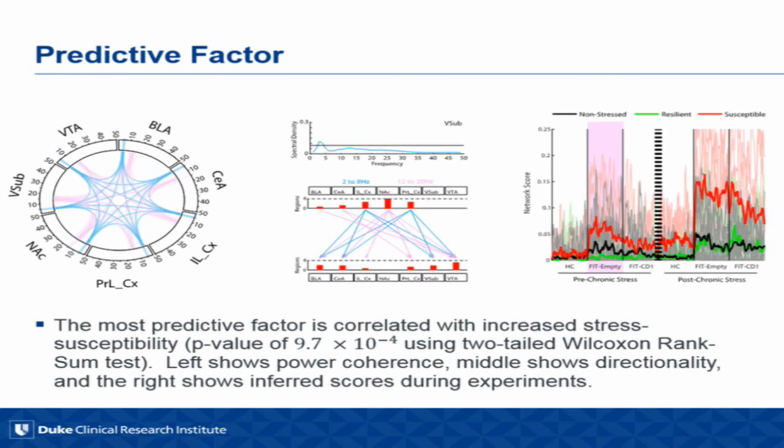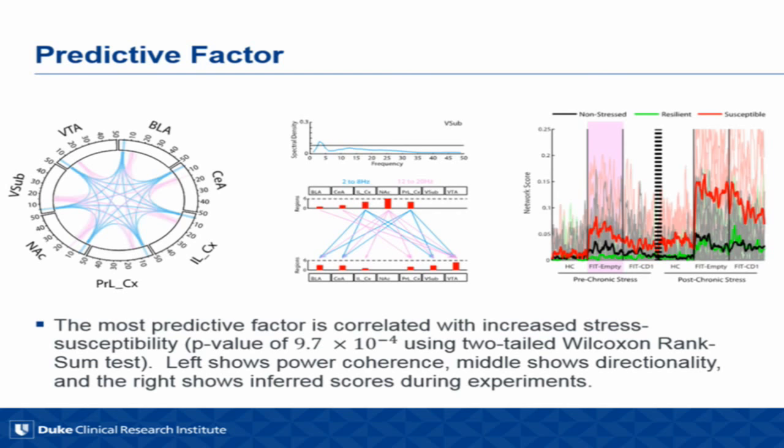To me, this is the less important part. And so what I want to show you is what these network scores, these feature scores, actually look like. On the left part of this plot, we're showing prior to the chronic stress, and on the right part, we're showing post-chronic stress. We have the control mice in black, and we have the resilient mice in green.